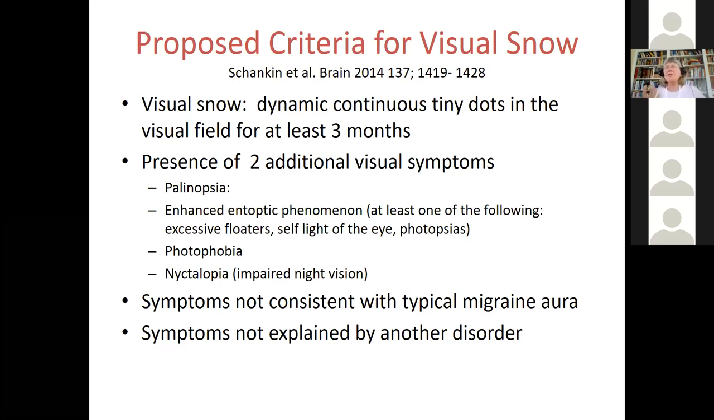self-light of the eye. So self-light of the eye is when you close your eyes, and many people with migraine may see waves of purple or light in their vision with their eyes closed in the complete darkness, or photopsias, which are these little bright spots, photophobia or nyctalopia, meaning night vision problems. And it's not consistent with typical migraine aura, and these symptoms are not explained by any other disorder.